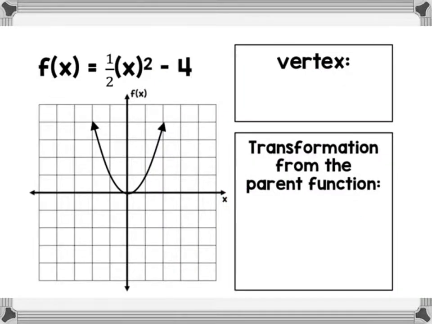This time, our A term is 1/2. So that means it's between 0 and 1. So this means it's a compression. So vertical compression of 1/2.